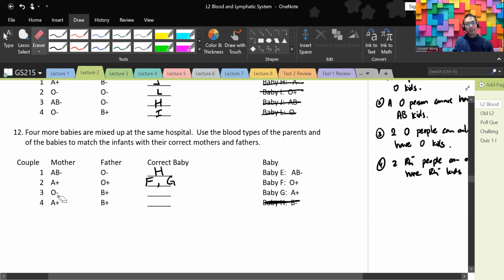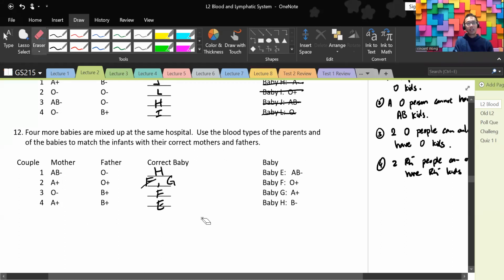Couple number 3, type O. The mother is type O, so not E. And then we have 2 babies left, O positive and A positive, but neither the mother nor the father has an A allele, right? None of them has an A allele. So it's impossible for them to have a type A baby. So F is theirs, okay? Which means F cannot be couple number 2, and it's only G. And so the last one that's left is E. Okay, that's it. I hope that makes sense.